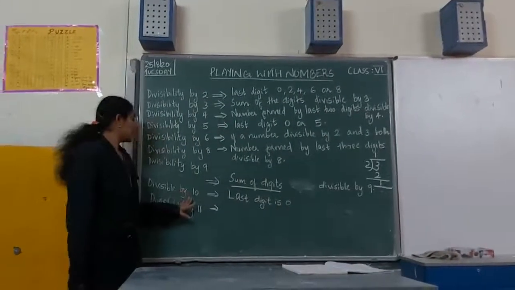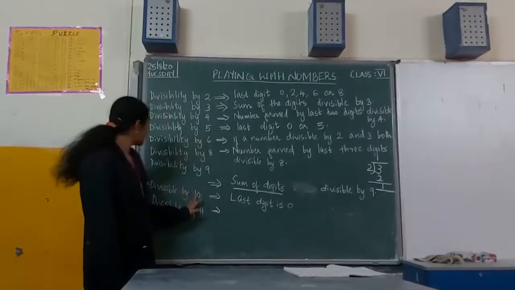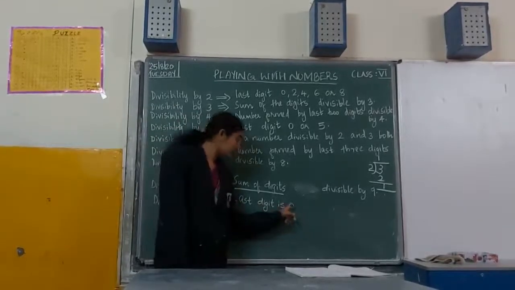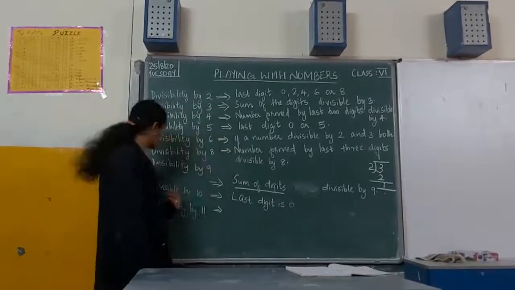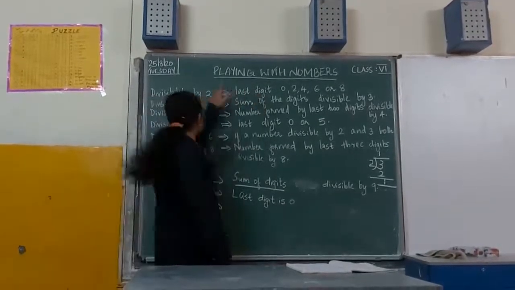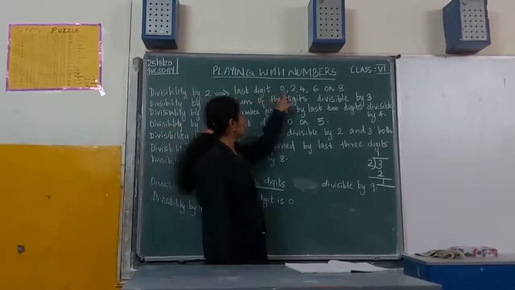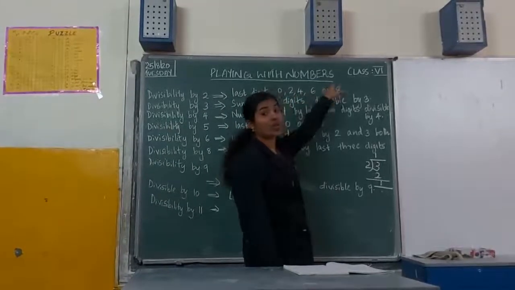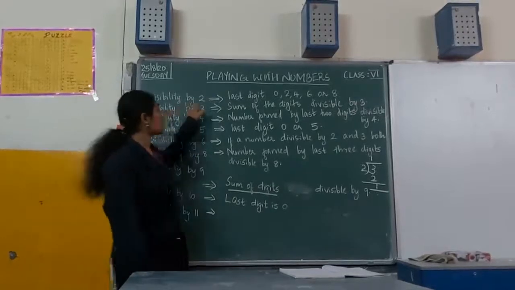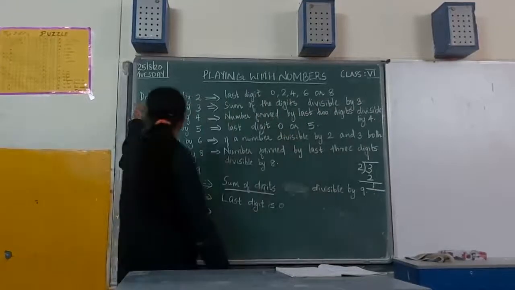Next one, divisibility by 10. How to check the divisibility by 10? See the last digit. If it is 0, then we can say the number is divisible by 10. Again I will say, see here, how to check the divisibility by 2? If its last digit is 0, 2, 4, 6 or 8. How to check the divisibility by 3? The sum of the digits should be divisible by 3. Then we can say that the given number is divisible by 3.